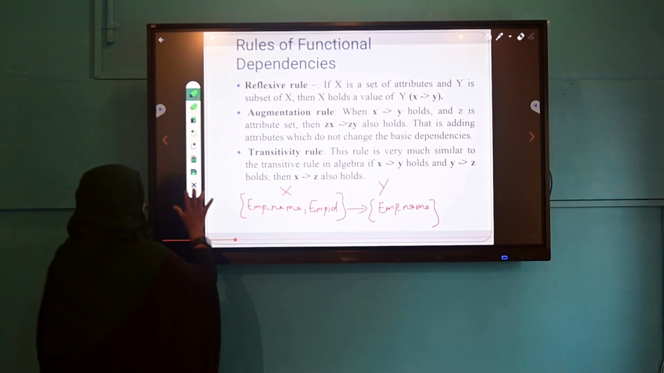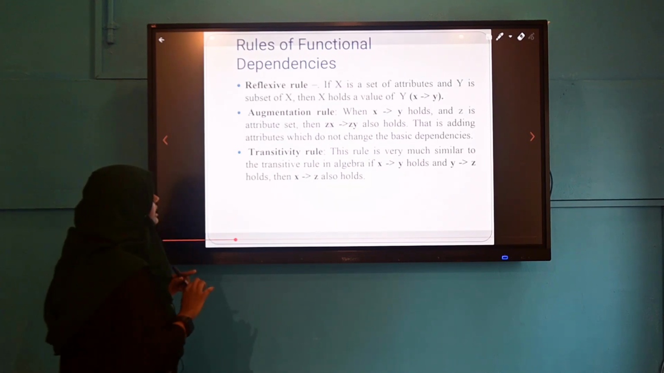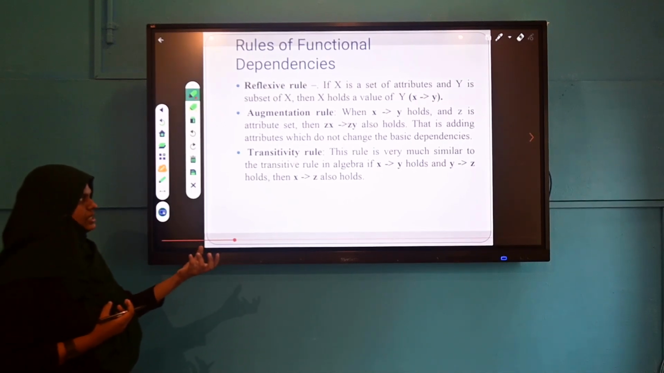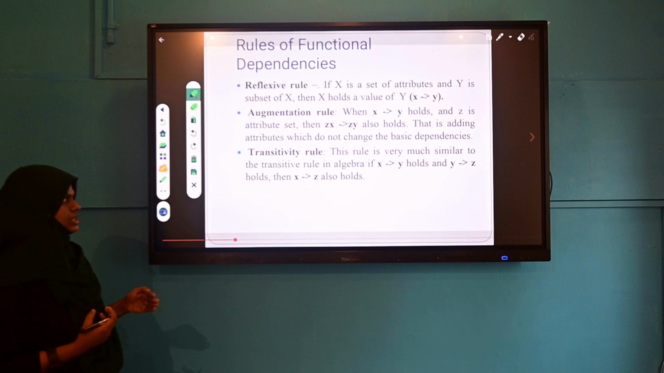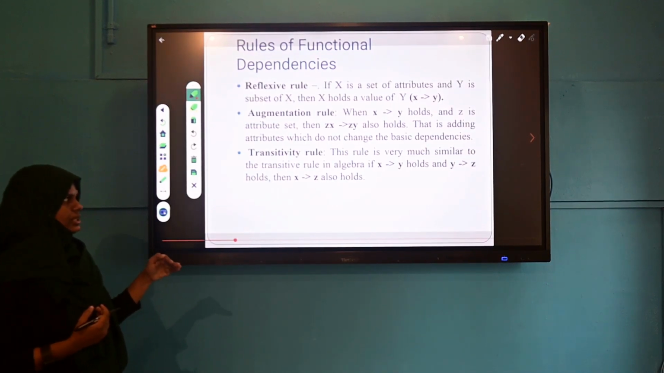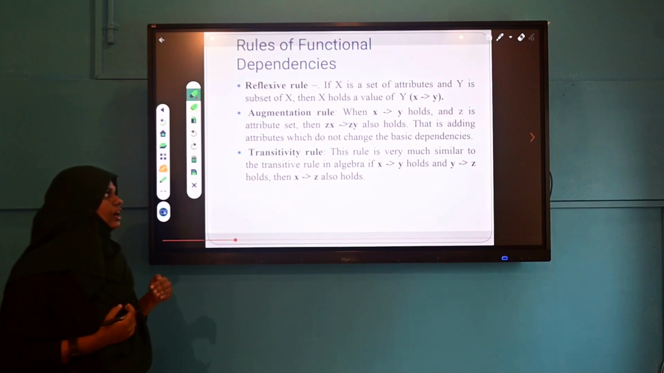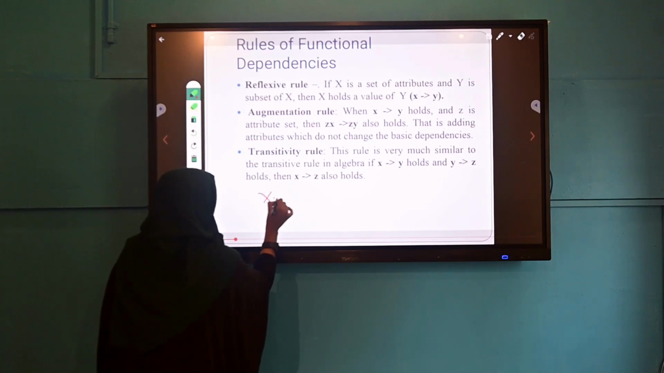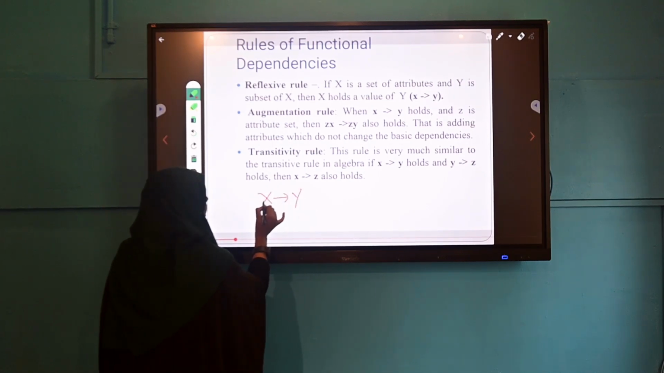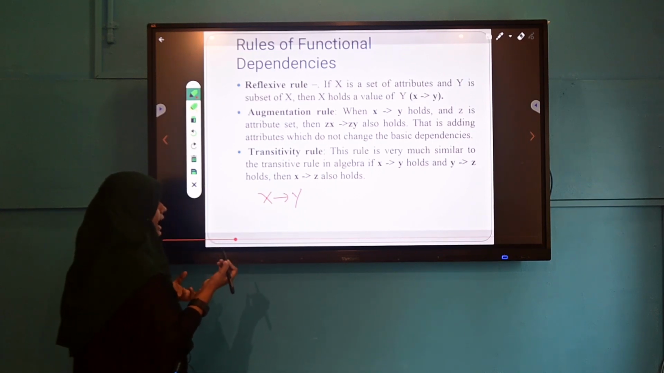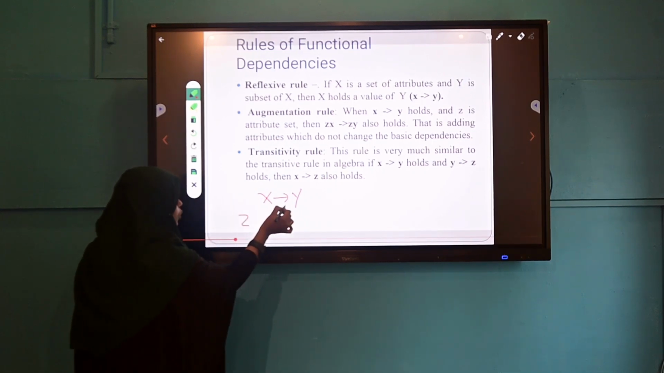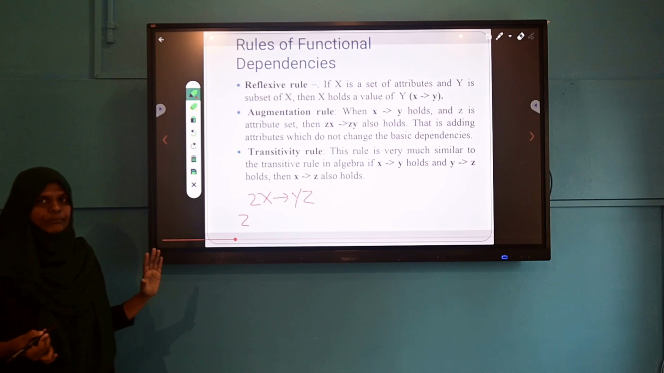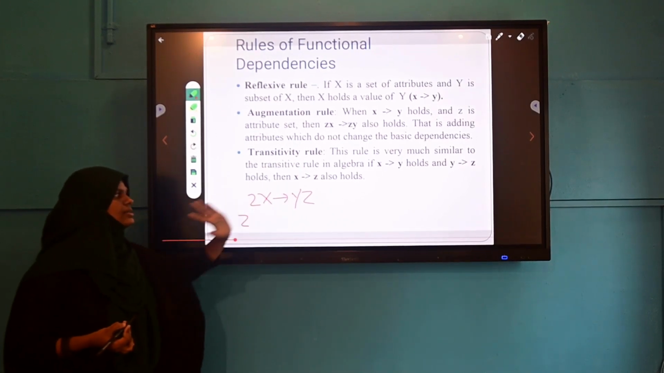Next one is augmentation rule. When a relation holds X functionally determines Y, and Z is another attribute set, then we can say that ZX gives ZY. That means adding attributes does not change the basic dependencies. We have 2 sets X and Y, and X functionally determines Y. Then if we add another set of attributes Z to both X and Y, ZX and ZY will give another functional dependency. The same relation holds: ZX gives ZY.